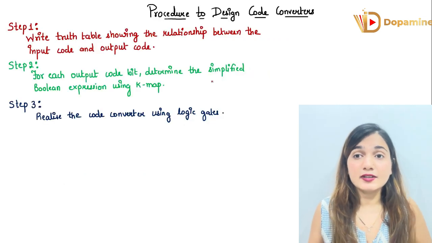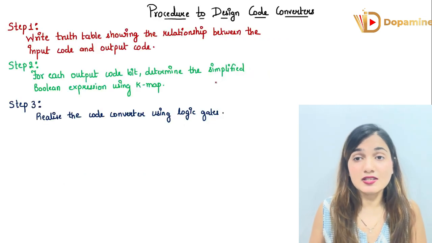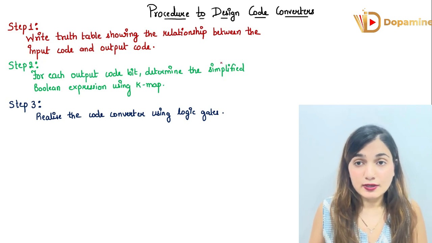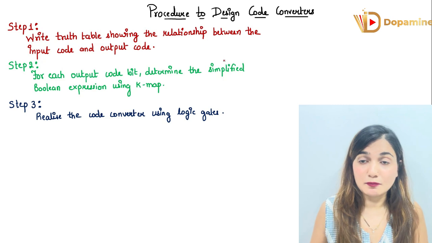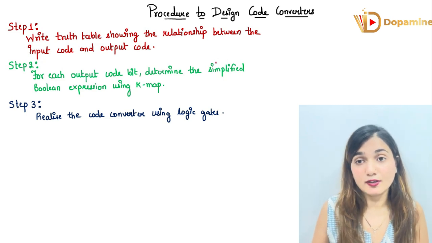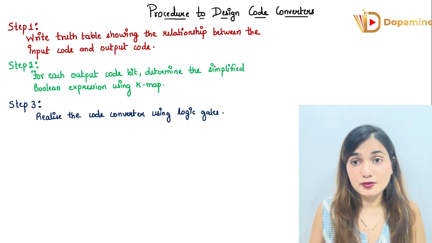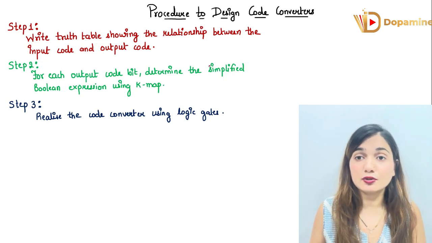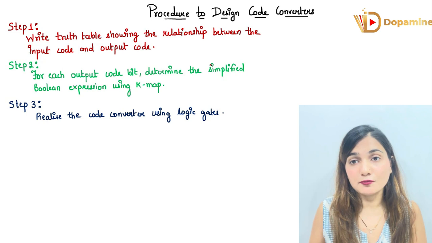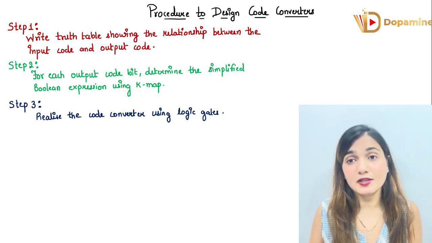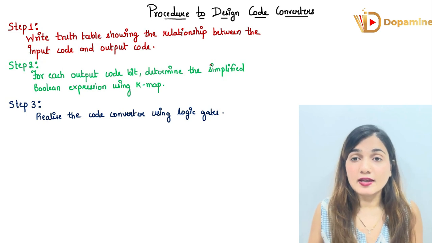Now starting with the design process, it involves 3 steps. First step is to demonstrate the relationship between the input code and the output code using their truth table. So input code is my gray code, output code is my BCD code. So we have to demonstrate the truth table of input and the output code and we have to show the relationship between them. Second step is to simplify the K-map of the output code with respect to the input code.